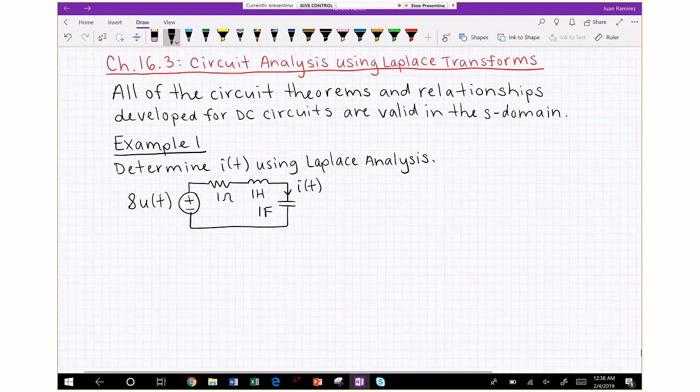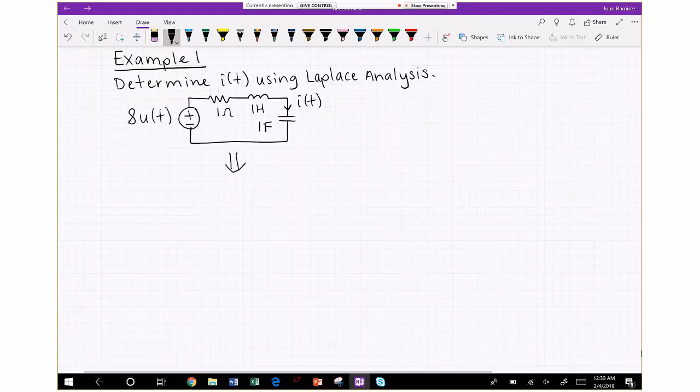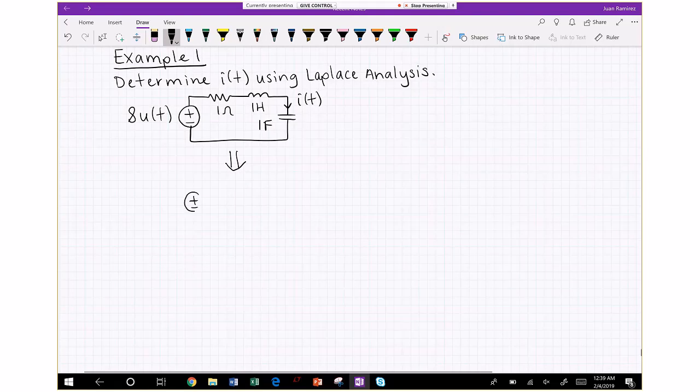the Laplace domain analysis. So the first thing we do is we convert this circuit from the time domain to the Laplace domain. So we'll redraw the circuit. Then we take the Laplace transform of that voltage source, 8u of t. The Laplace transform of a step function is 1 over s, so we multiply that by 8 because of the coefficient it has. So it's 8 over S.